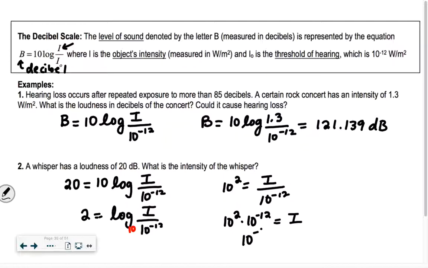10 to the negative, not 10 to the negative, yeah, 10 to the negative 10, right? What did I do here? 10 to the negative 10, right? Yeah, that's right. So it'd be like 1 times 10 to the negative 10 in scientific notation. So it's super tiny. It's like 0.0000.